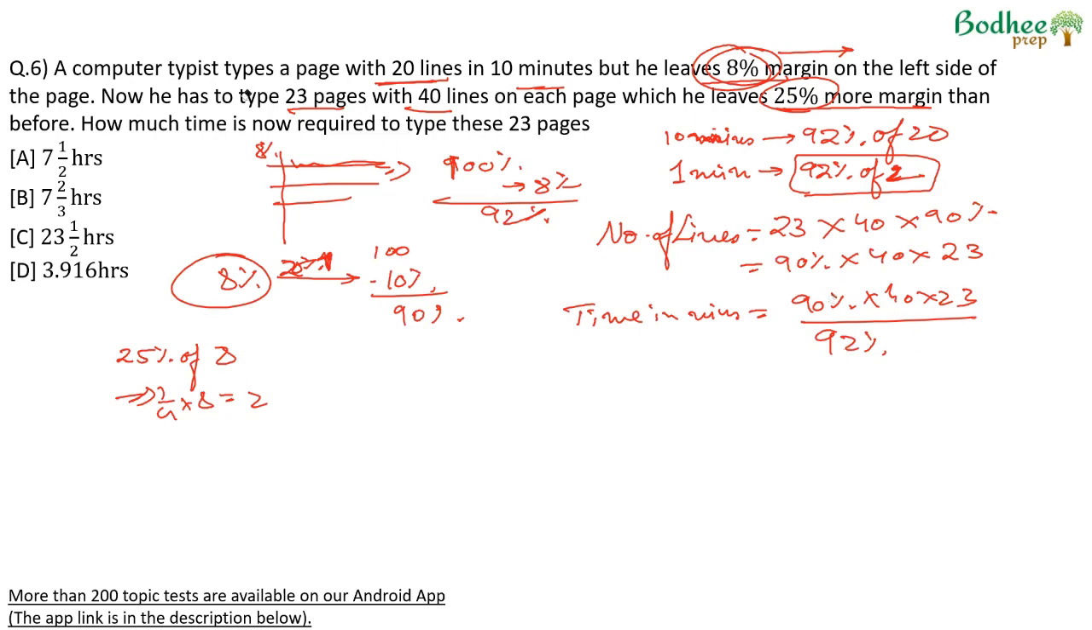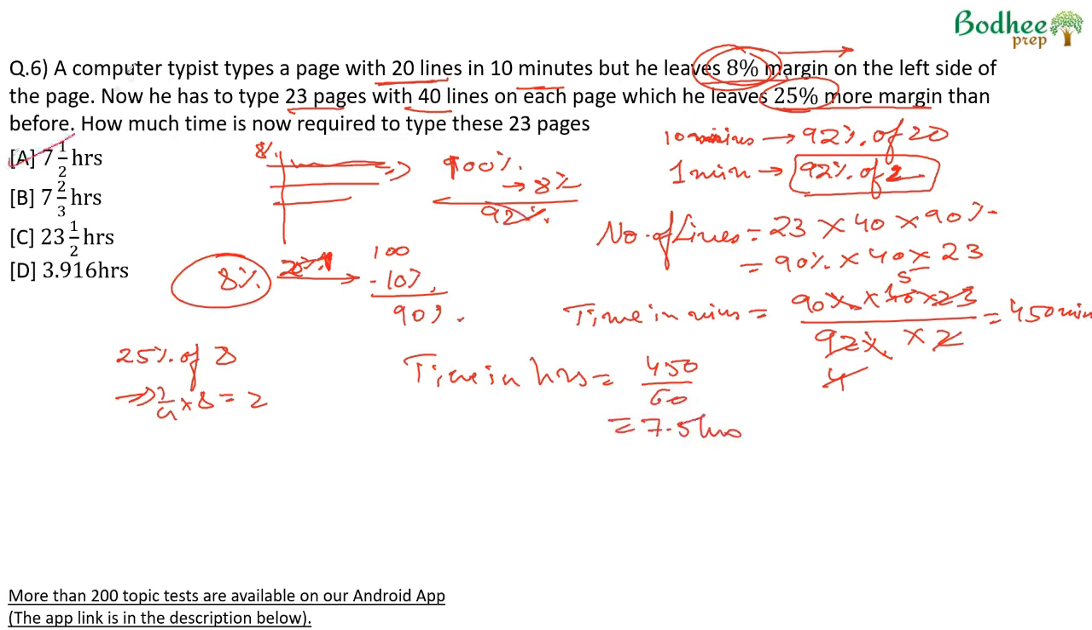Percent cancel. 23 4s are 92. 4 2s are 8, 8 5s are 40. And therefore 450 minutes are required. So in terms of hours, this time in hours will be 450 minutes by 60 minutes, which comes out to 7.5 hours. Option A becomes the answer.